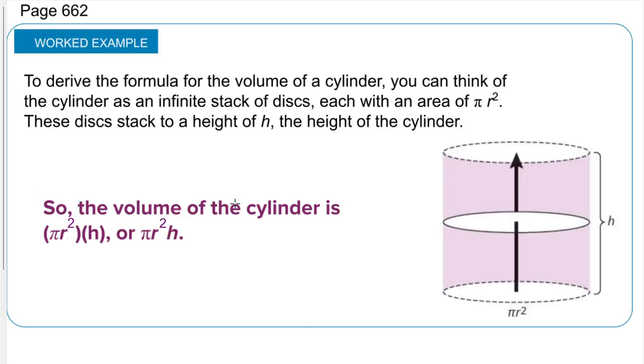So let's get into finding volume of three-dimensional shapes. Here's our worked example from page 662. To derive the formula of a volume of a cylinder, you can think of the cylinders as infinite stacks of disks, each with the area pi r squared. So that's just going to be one disk here. I can stack, stack, stack, and make it a three-dimensional height. So the height of my disk stack will be the height of my cylinder.